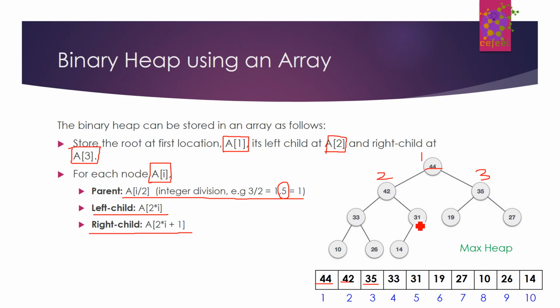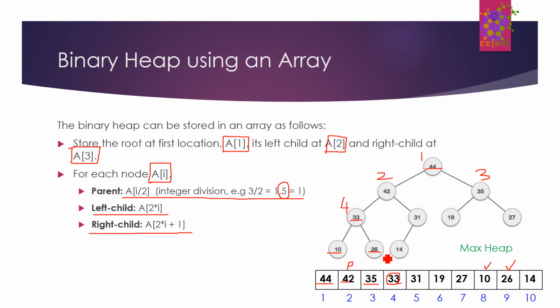Similarly, let's take another node, 33. So 33 is the fourth node, and the parent of 33 is 42. 33 is at 4, and its parent is located at i by 2, which means 4 by 2 is 2. Its children are located at 8 and 8 plus 1, which is 9, which are 10 and 26. So the same pattern. Using this pattern we can store a binary tree or a heap in an array.